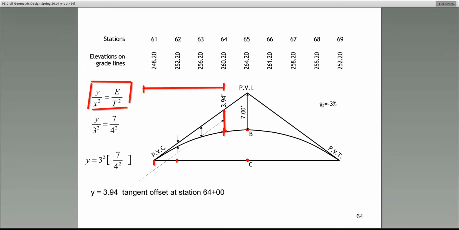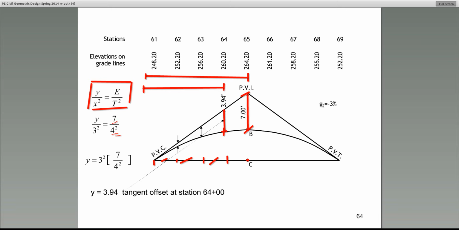Okay. Those are 3 stations. All right? So that's x, little x. What about E in that equation? E is 7, and 2 or 3 slides previous to this, I showed you exactly how to calculate that. I gave you an equation. So apply that equation, you should come up with 7. And what about big T in here? What did I tell you? T is always half the length of the curve. So T is 4. That's where this 4 comes from.